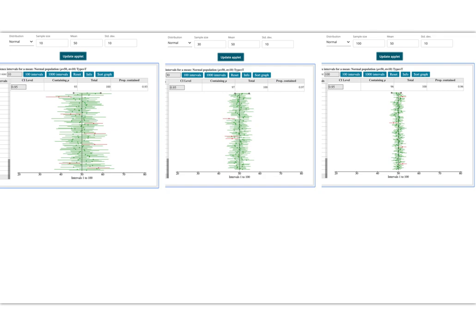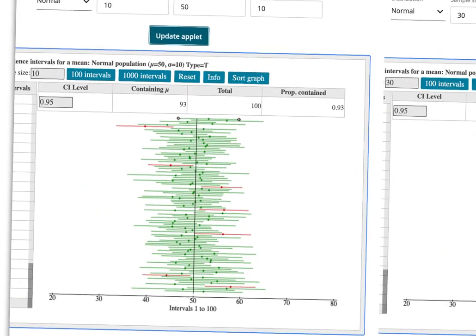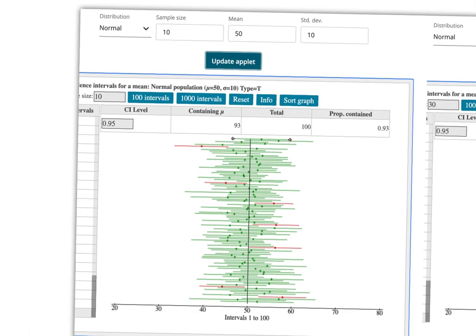These are hard to see, so I'm going to zoom in on them. On this one, sample sizes of size 10. So the original population had a mean of 50, standard deviation of 10. I could select that it was a normal distribution. I did this how many times? 100 times, it looks like. Intervals 1 to 100.